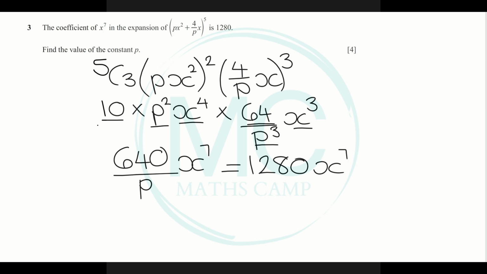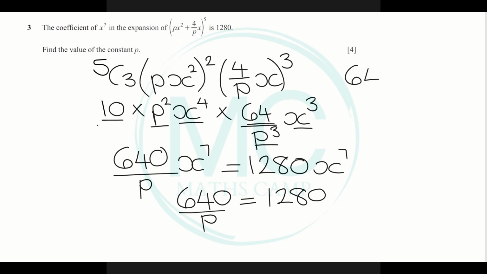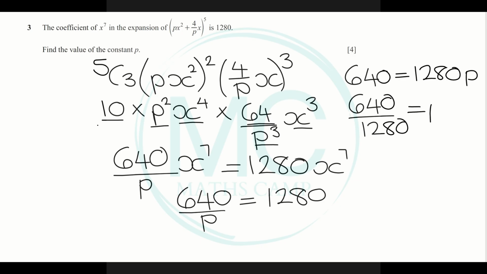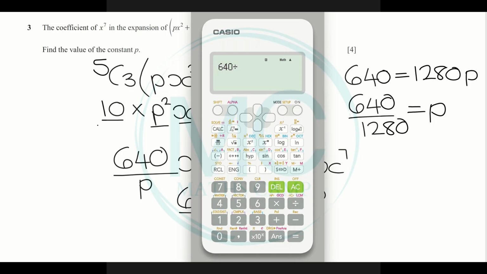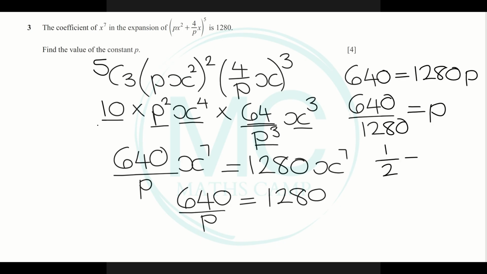And now I can solve for p. So I can say 640 over p is equal to 1280. Let's multiply both sides by p. 640 is equal to 1280p. Divide both sides by 1,280. I get 640 over 1,280 is equal to p. Now I can take my calculator and I can say 640 divided by 1,280 is equal to 1 over 2. So 1 over 2 is equal to p.